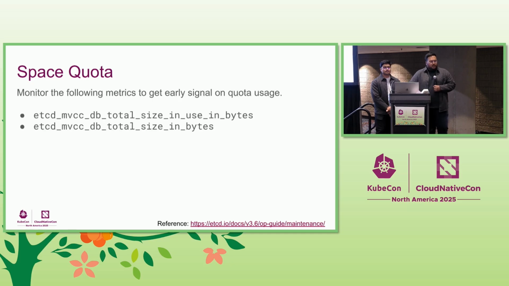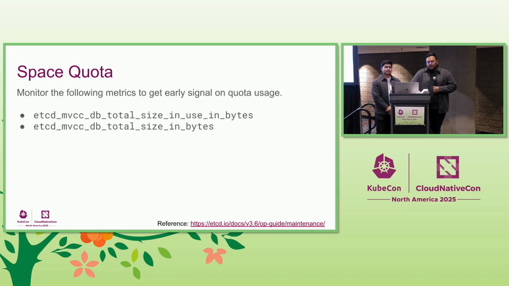What you should also put in is monitoring of the space quota metrics. So etcd exposes two specific metrics, one which specifies the actual size in use of the database, and another metric which is the total size of the database. The total size does include all of the empty space that is being used by the database as well. So for example, let's say when you start creating a lot of objects and a lot of churn happens, you update objects.